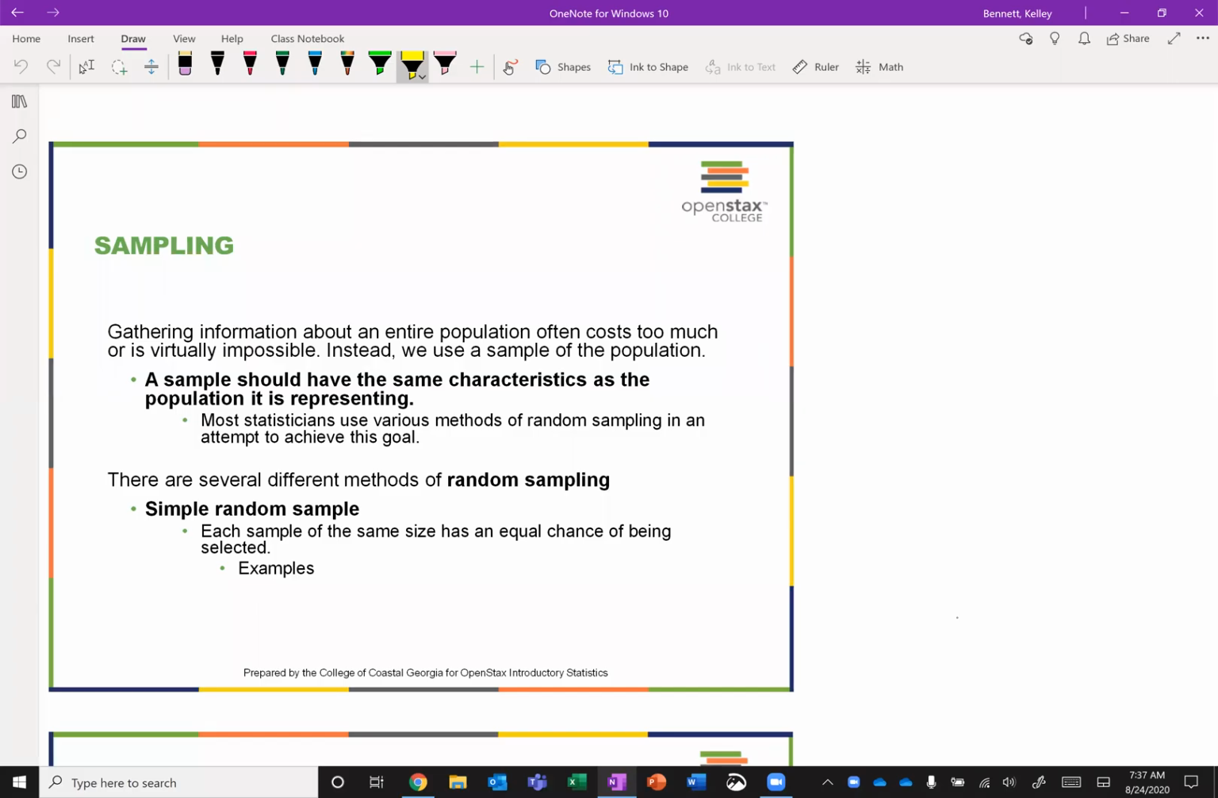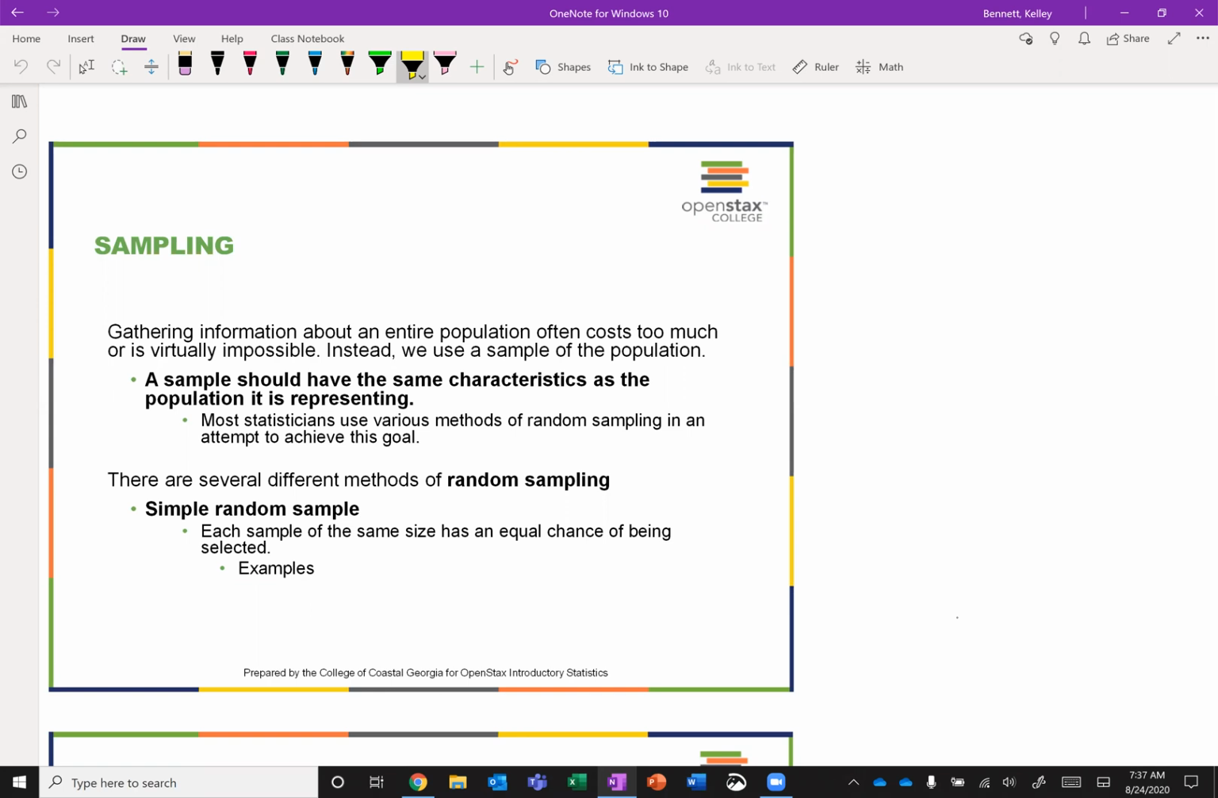Hey everyone, so this is the second part for lecture 1.2. We're going to move into sampling. We've been talking a lot about sample and population and parameter and statistic. Now we're really going to drill down into what kind of sampling we can do.